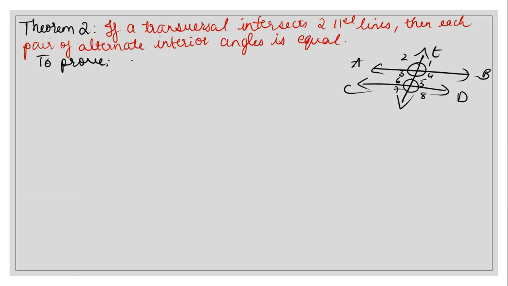We have to prove that alternate interior angles are equal. That means angle 3 is equal to angle 5 and angle 4 is equal to angle 6. So if this transversal T intersects two parallel lines AB and CD, then each pair of alternate interior angles is equal. In this case, angle 3 will be equal to angle 5 and angle 4 will be equal to angle 6. Okay, so let's see how to prove this.